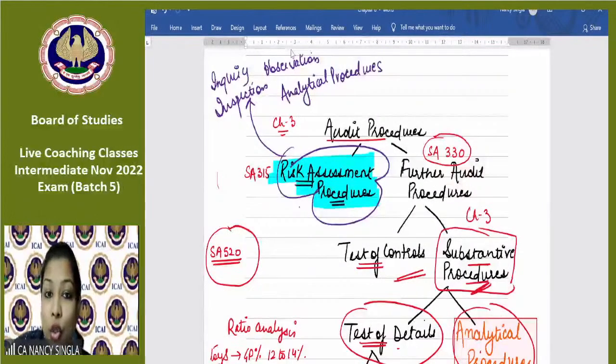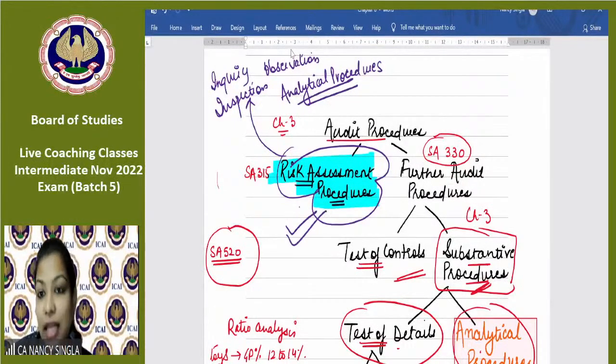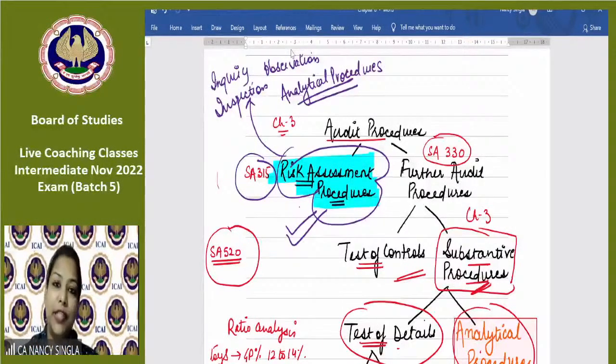Okay? So when the auditor is assessing the risk of material misstatement by performing risk assessment procedures, one of the procedures that has been told by SA 315 is what? Analytical procedure. So let me just give you an example. Then this will be clear to you. Suppose the auditor is conducting the audit of an event management company. Okay? Event management, DJ, the other programs in the marriages or other functions. So an event management company. Okay?